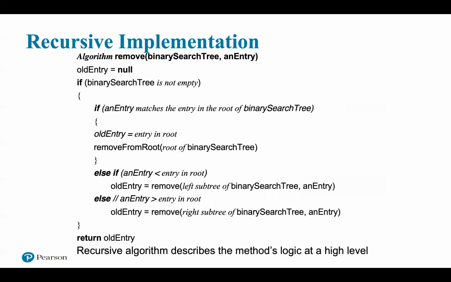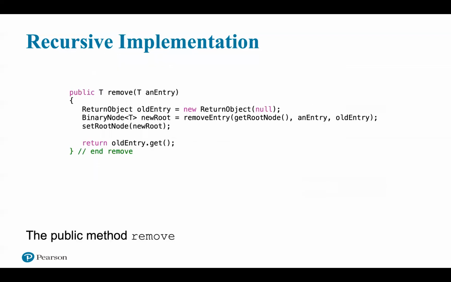And here's the algorithm. The entry to be removed from the tree is the one that matches the object passed to the method remove as its argument. The method returns the removed entry. The following recursive algorithm describes the method's logic at a high level. So let's look at the public method remove.